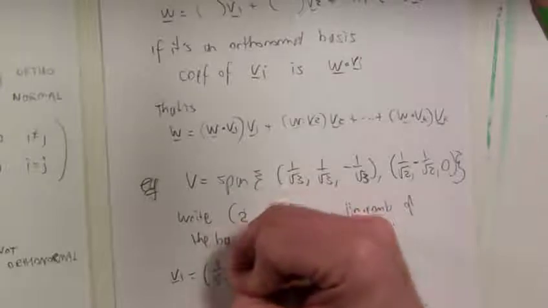So I'm going to say let V1 be 1 on root 3, 1 on root 3, minus 1 on root 3, and V2 be 1 on root 2, minus 1 on root 2, 0.